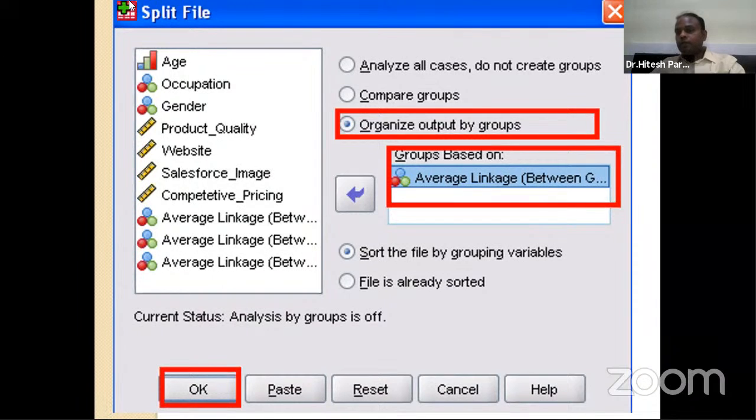Am I being understood, everybody? Which variable do you need to transfer? Average linkage between groups 1_2. That variable you need to transfer here. Okay. And then just give OK.